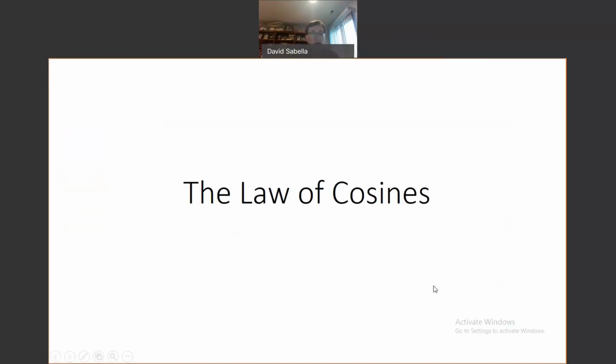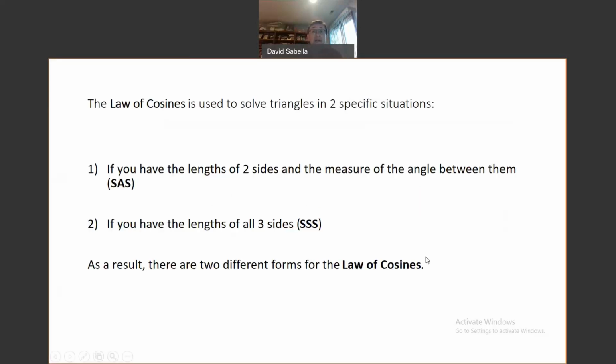Okay, we'll talk about the law of cosines now. The law of cosines is a process that we use to help us solve triangles where we only have certain parts of the triangle, and we can't use the law of sines. So the law of cosines comes in handy. It is used in two specific situations.